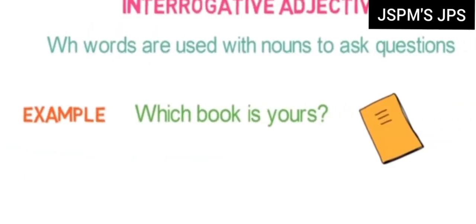So when we ask which book is yours, suppose there are so many books and I am asking which book is yours. Here which, the word we use to ask a question, is a WH word. This is the interrogative adjective. So if you remember the pronoun, we discussed interrogative pronoun.